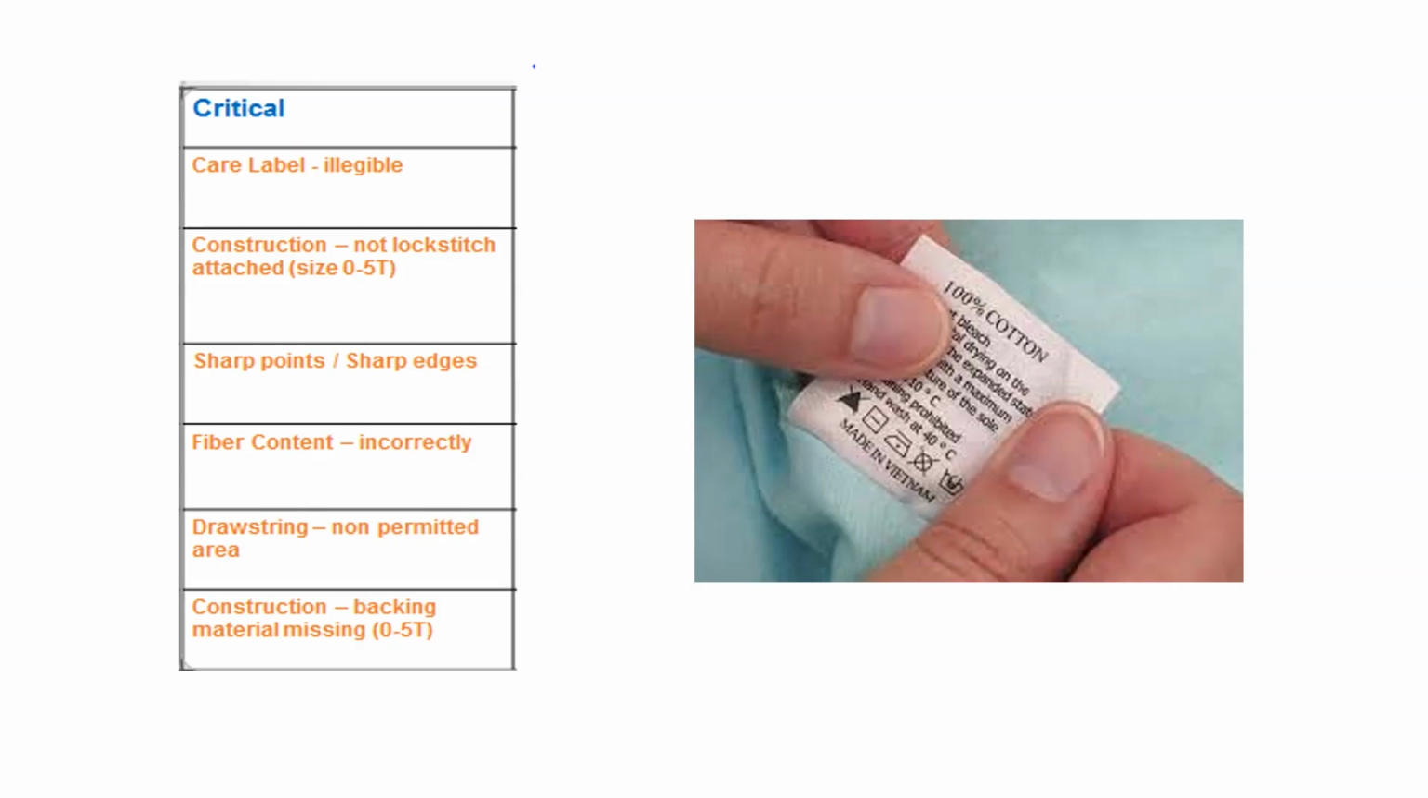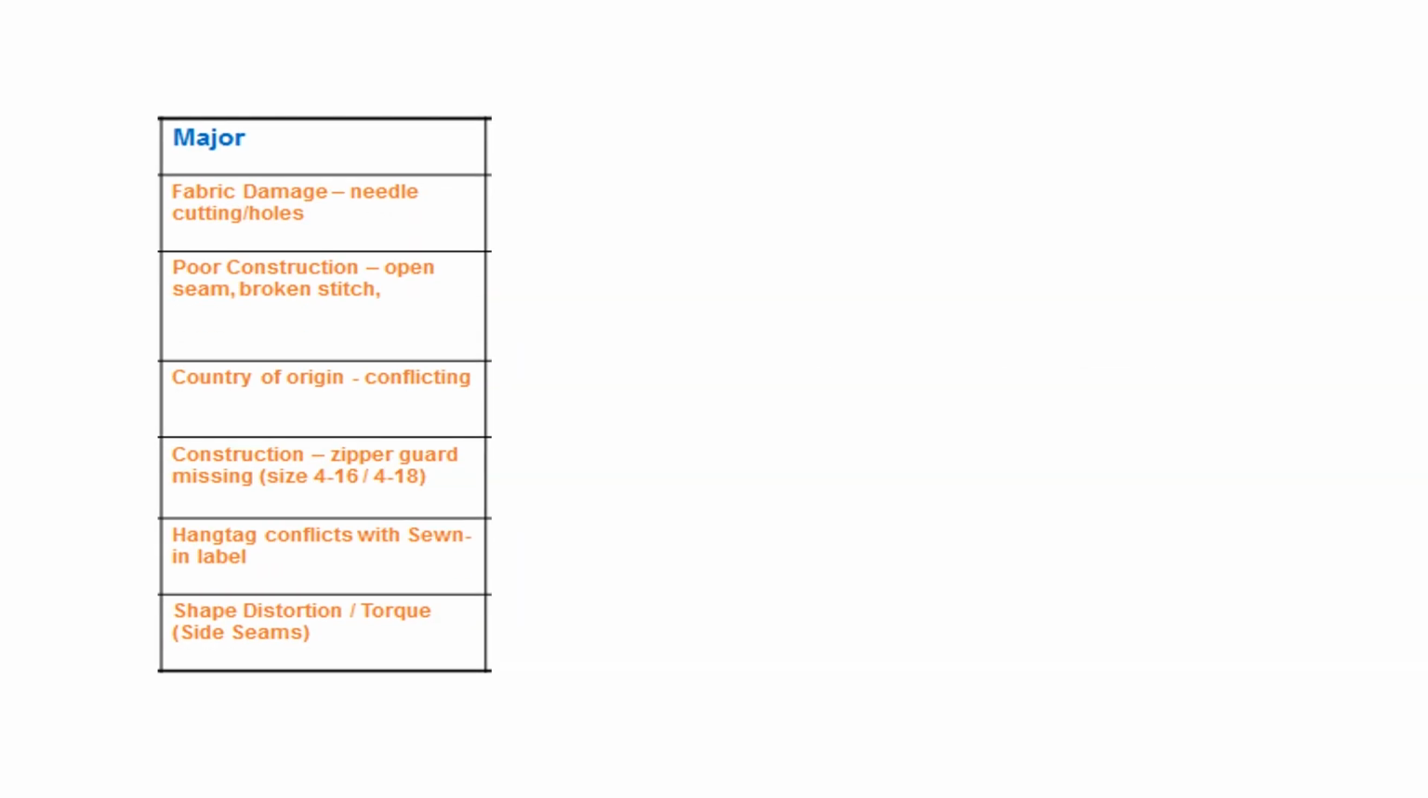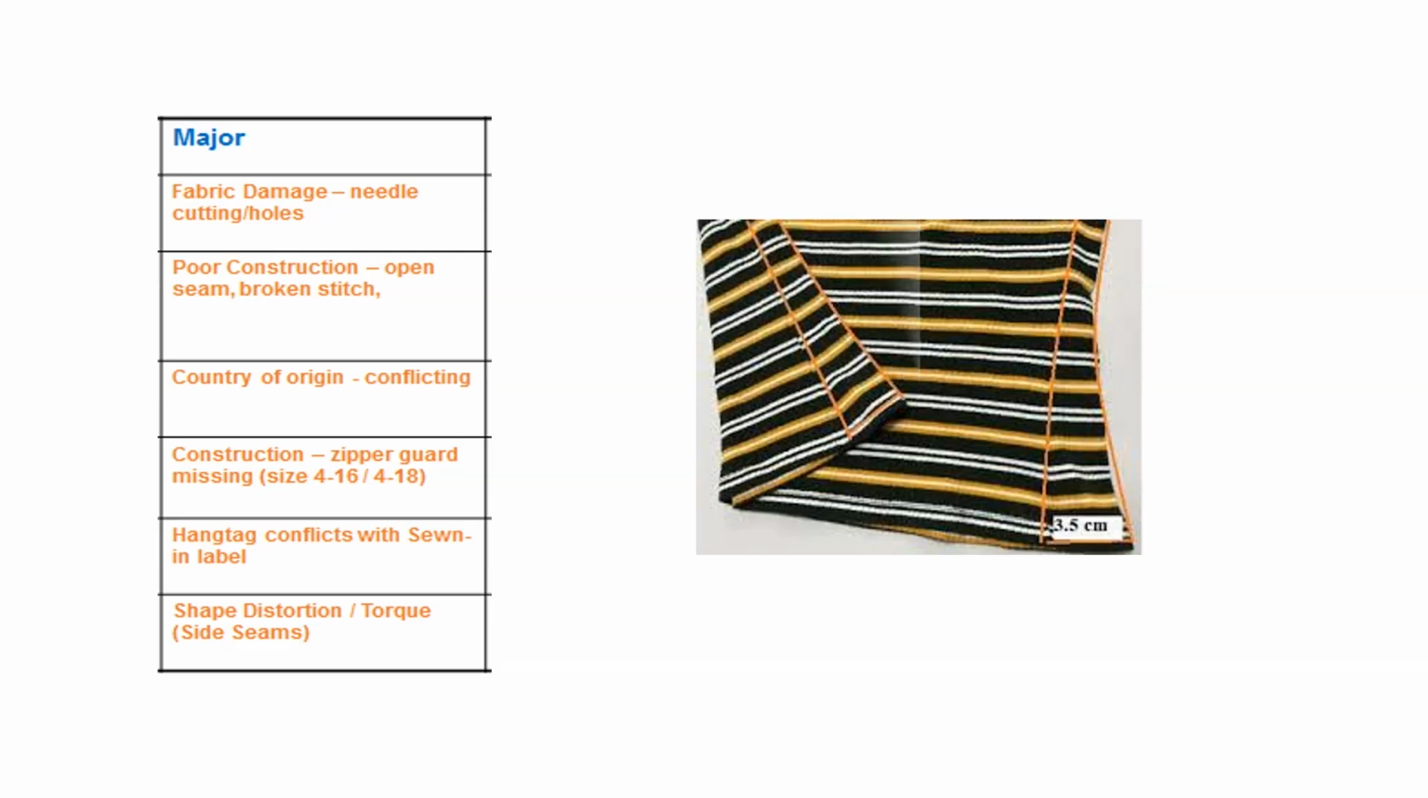So this is about the different kinds of critical defects which are found in the garment. Now let us see the major defects. If we try to classify the major defects, we have seen fabric damage due to needles and other areas. This kind of major defect can also come from the country of origin label, if there is a conflicting label, or from problems with different kinds of seams, broken stitches, etc.